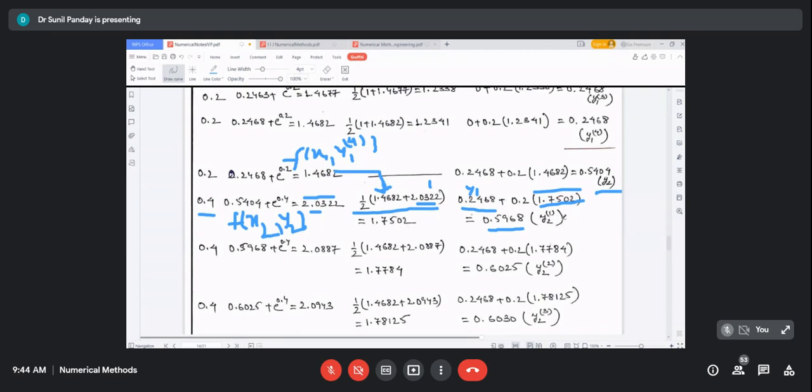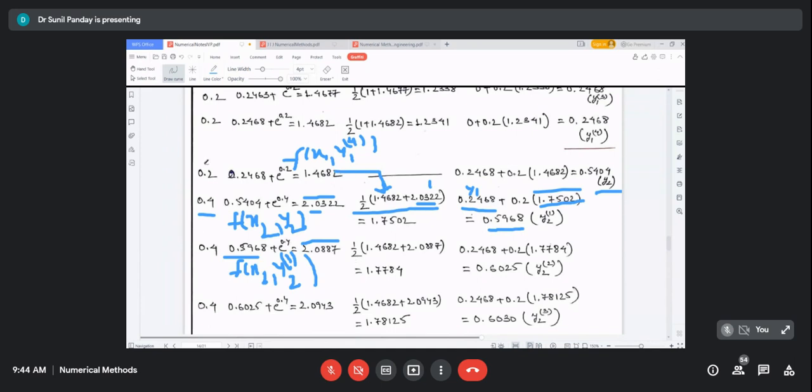For modification again we have to calculate f of x2 y2 with the first updated value. So this is done, and now for the y2 first updated value, if we calculate, this is y2 first updated, that is 0.5964 plus e raised to power 0.4, and this is the value. Again you have to take the mean slope.